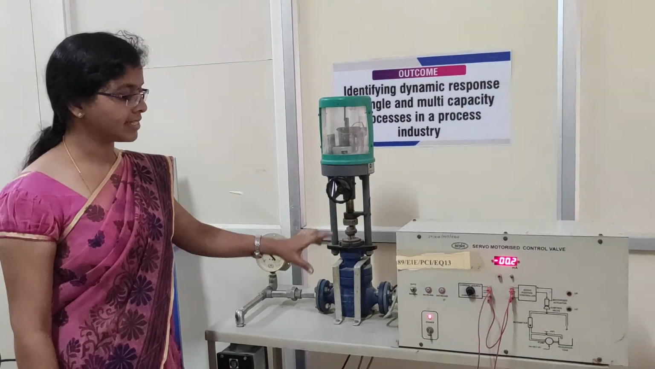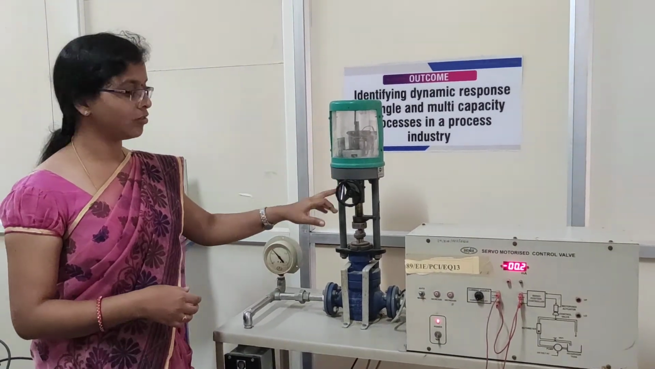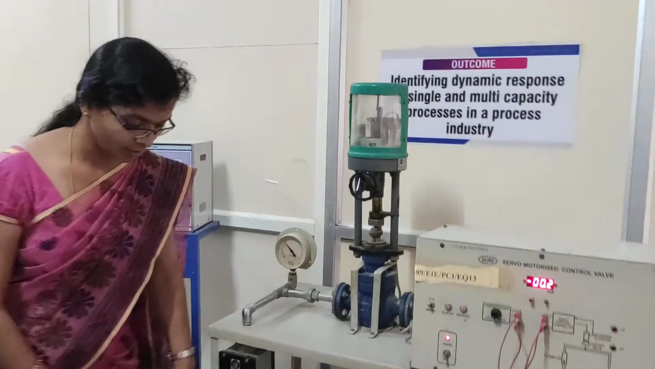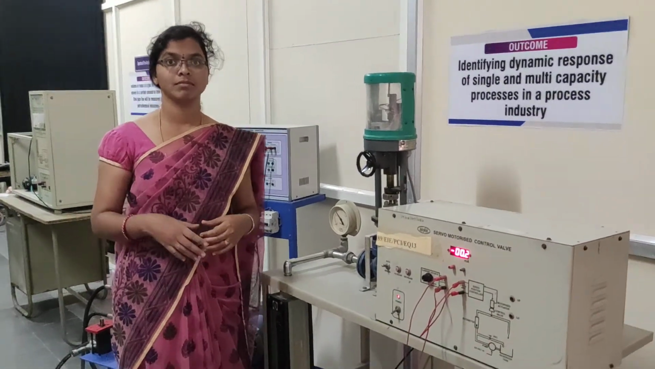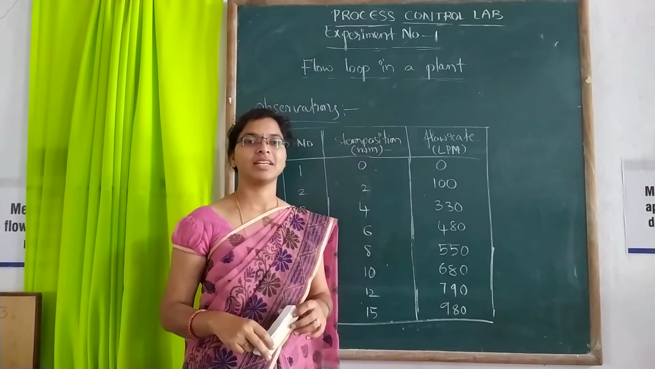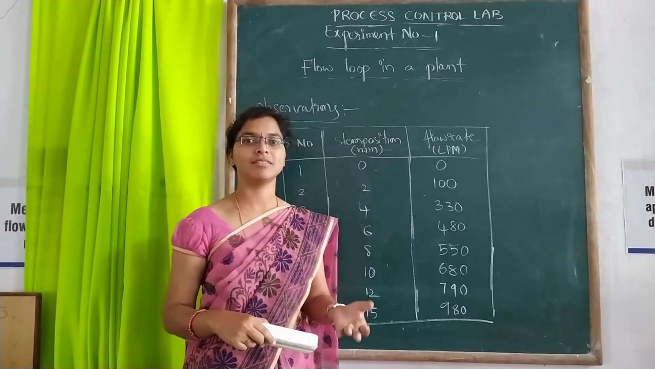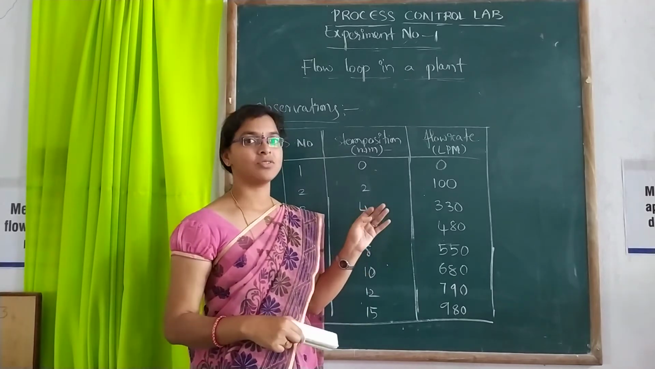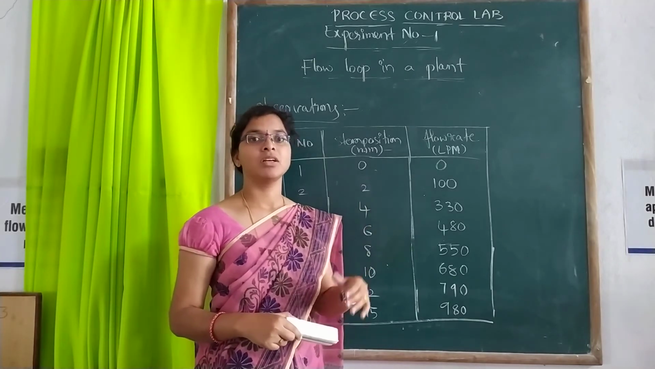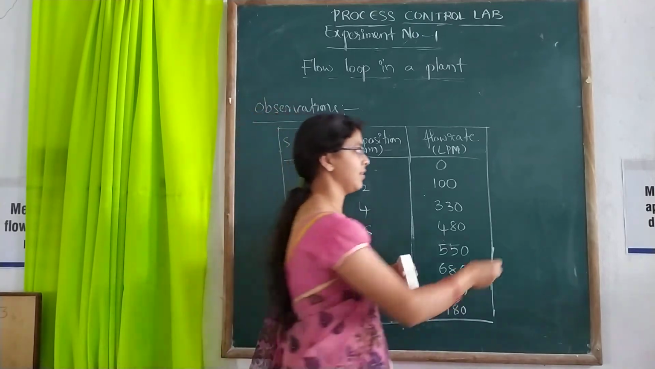Now, by reading the stem position, we need to note down the stem position as well as the flow rate reading. So I tabulate that. Therefore, from the experiment, whatever we observed previously, we took the readings of stem position as well as the flow rate. You observe that is the stem position.